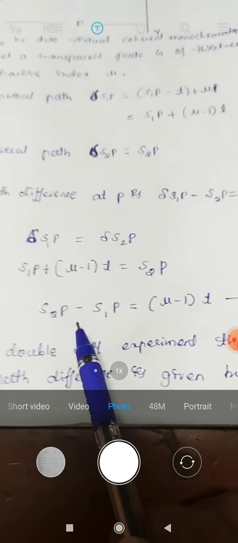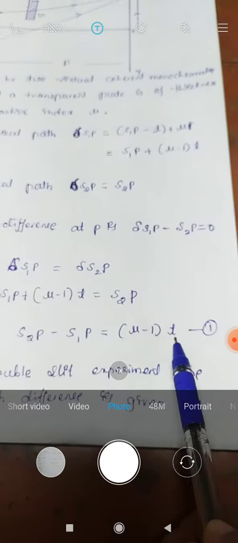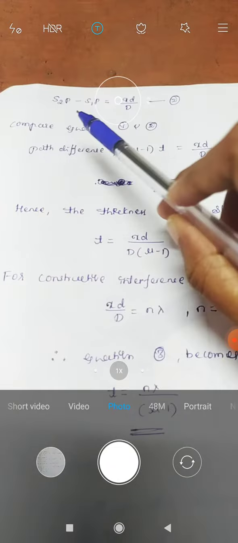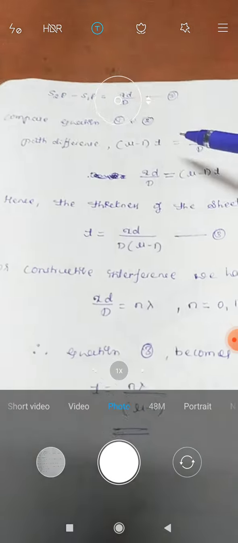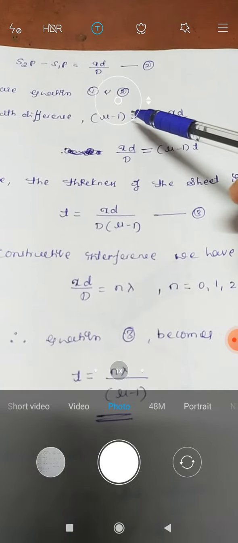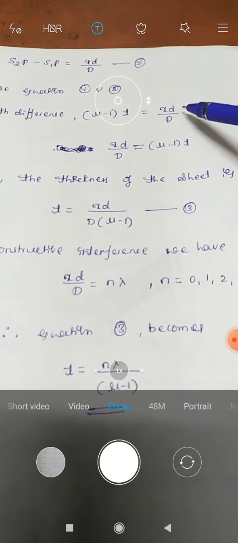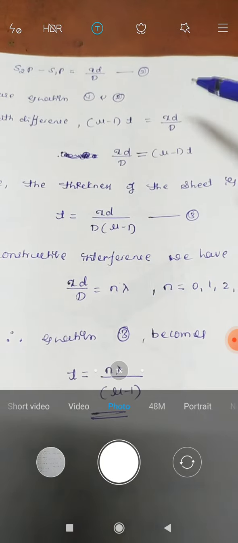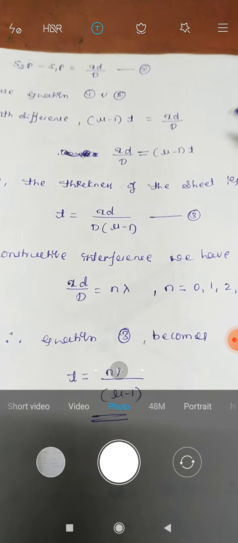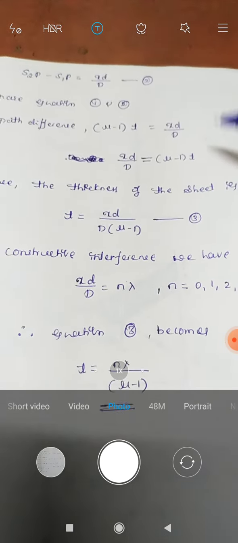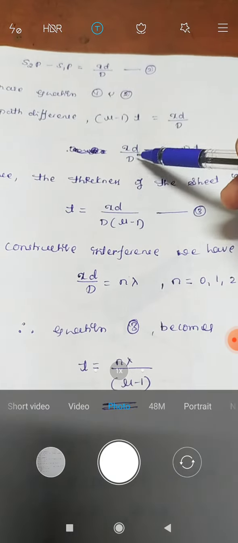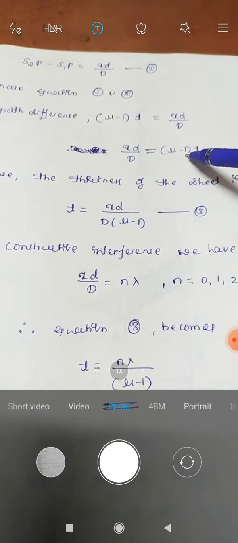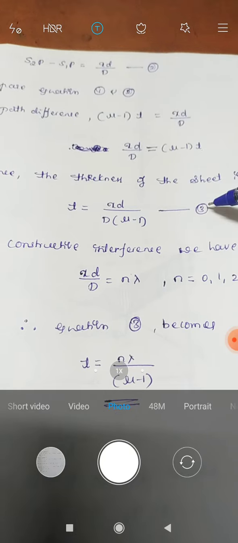Consider this equation number 2. Compare equations 1 and 2. Equation 1 is S2P minus S1P is equal to (mu minus 1) T, and equation 2 is S2P minus S1P is equal to x d by D. Comparing these two equations, we get (mu minus 1) T is equal to x d by D. Hence the thickness of the sheet we can directly obtain, that is T is equal to x d by D into (mu minus 1). Consider this equation number 3.